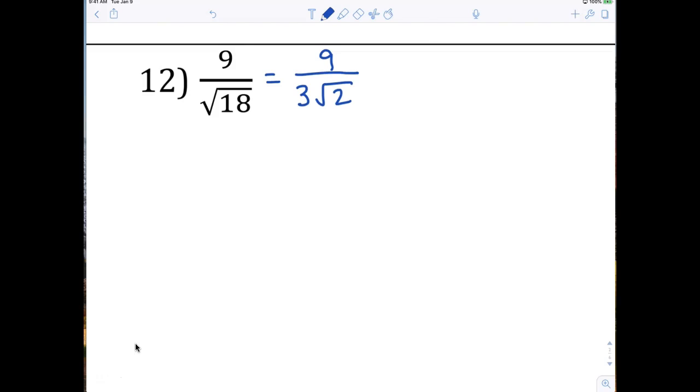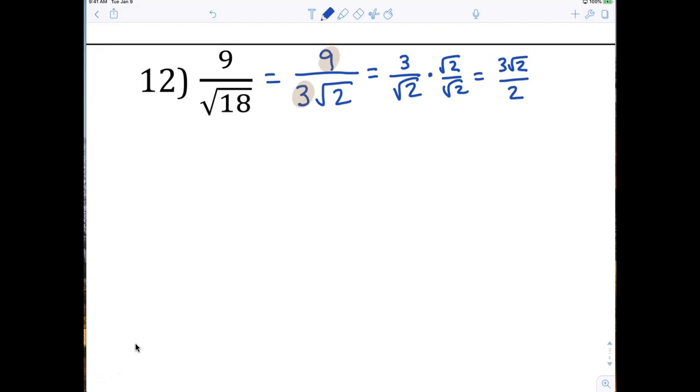Now what can I do? Reduce the fraction, right? So that equals 3 over radical 2. Could you probably do it in a different order? Yeah, but it's just going to take you longer, right? So your final answer now is 3 radical 2 over 2. That's what I got. 3 radical 2 over 2.